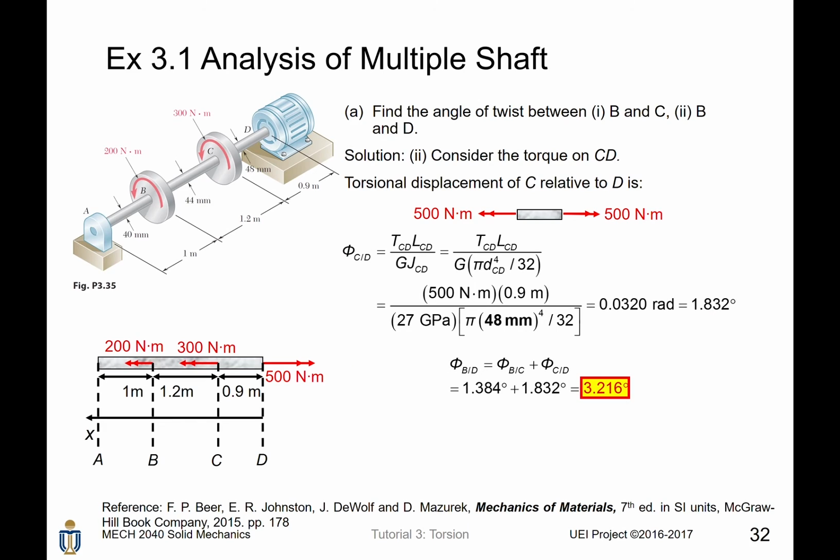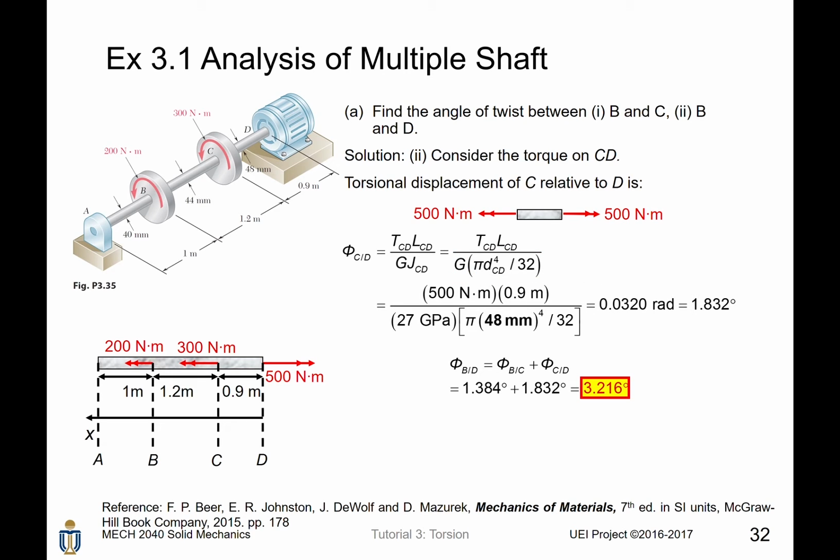Similarly, for section BD, you have to observe the torsional displacement in segment CD as well. Consider the torque on CD, since this end is already under a torsion of 500 Nm, then for this end, it must be 500 as well. So the torsional displacement on segment CD is given by the torque acting on this segment times the length of member CD divided by the shear modulus times the polar moment of inertia of the segment CD.